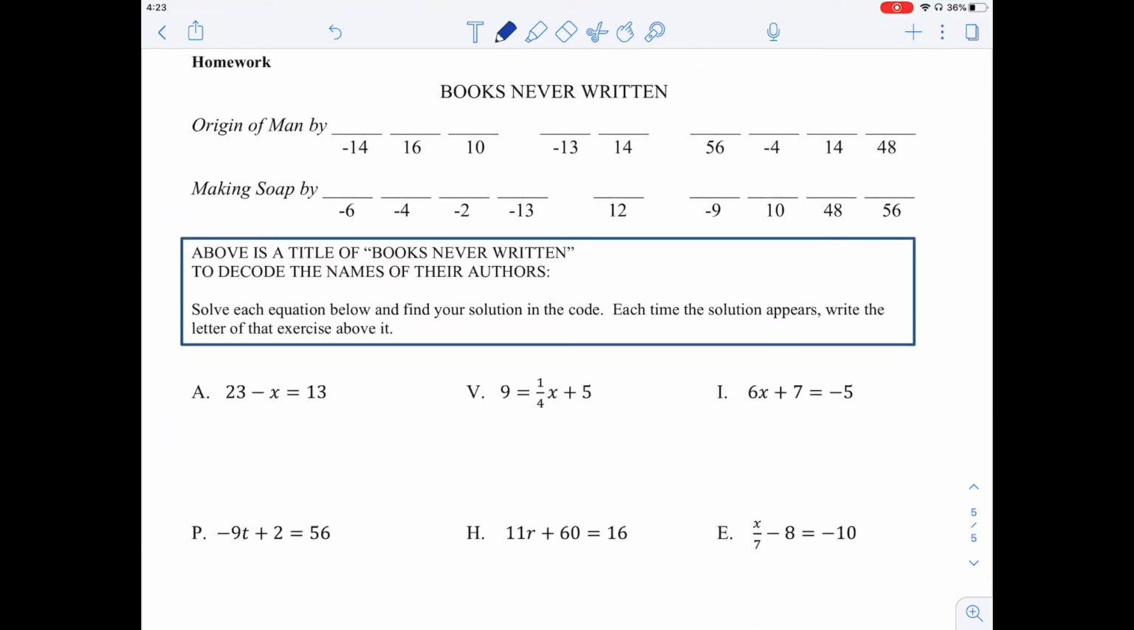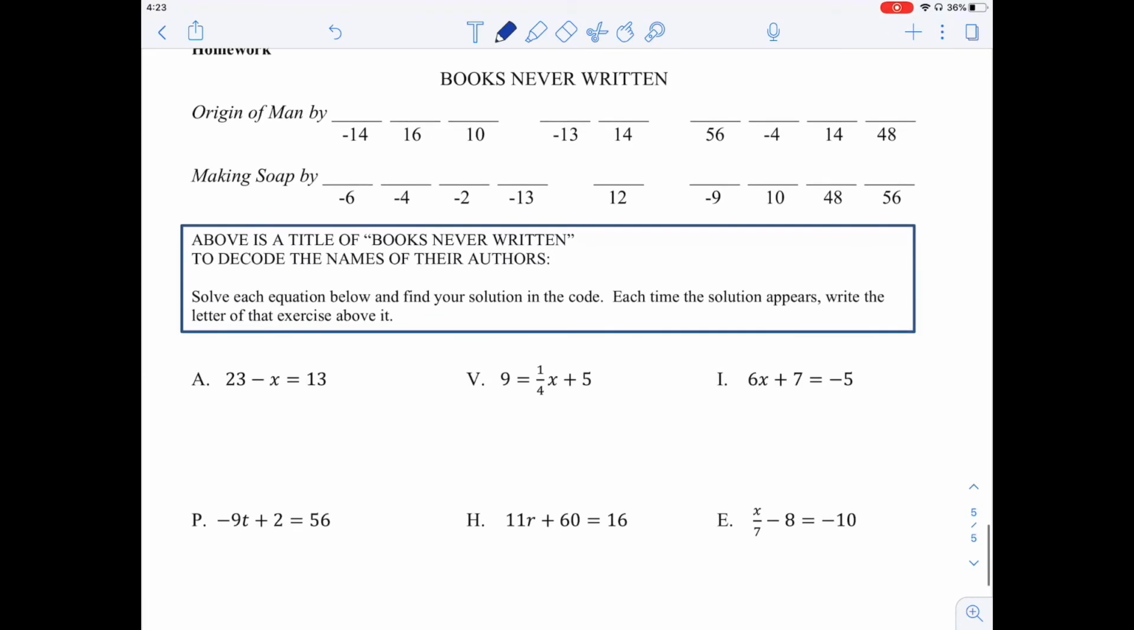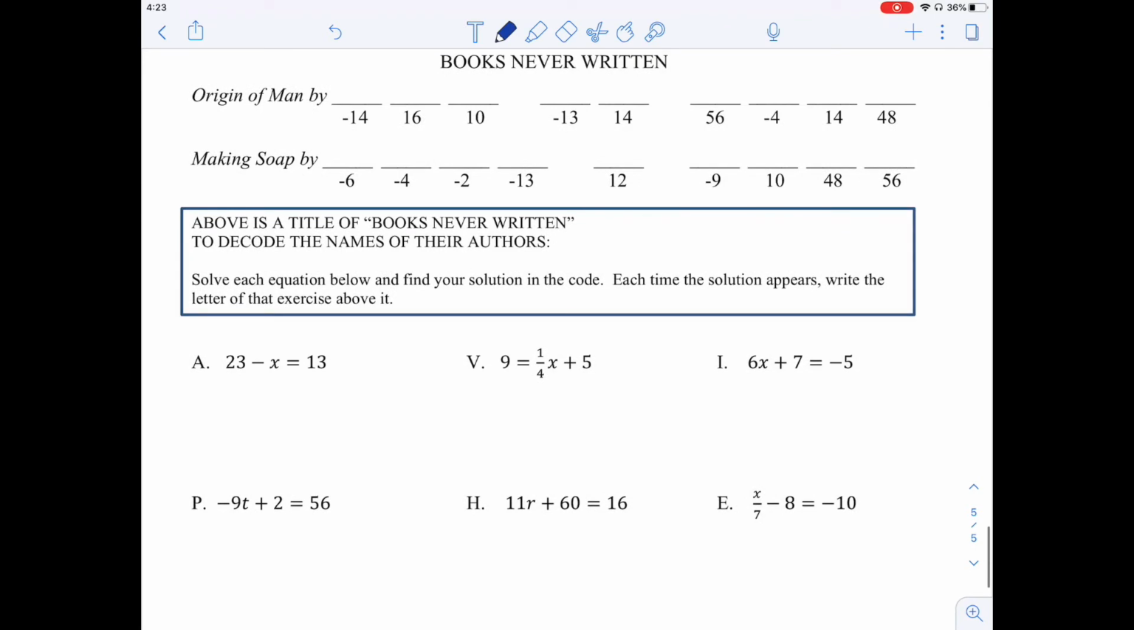Okay, homework. Do some examples. So we got two riddles that we need to figure out. So, Books Never Written, and above it, the title: Books Never Written. Decode the names of the authors. You can solve each equation below and find your solution in the code. Each time a solution appears, write the letter above it.